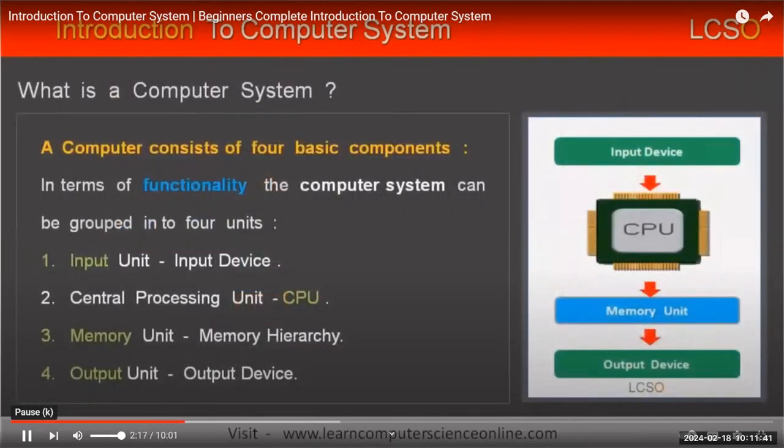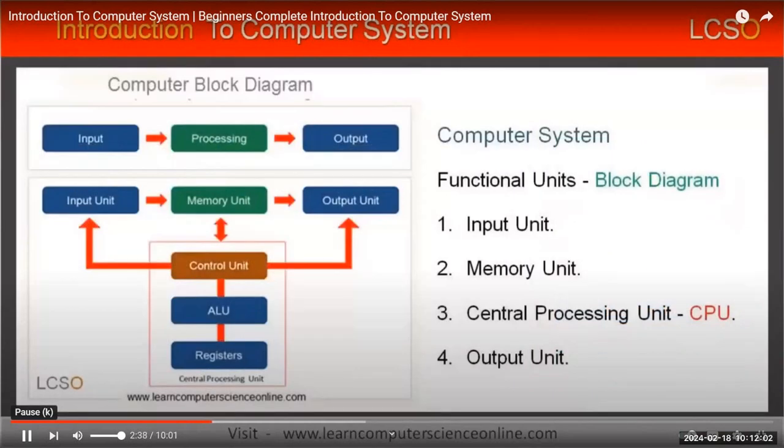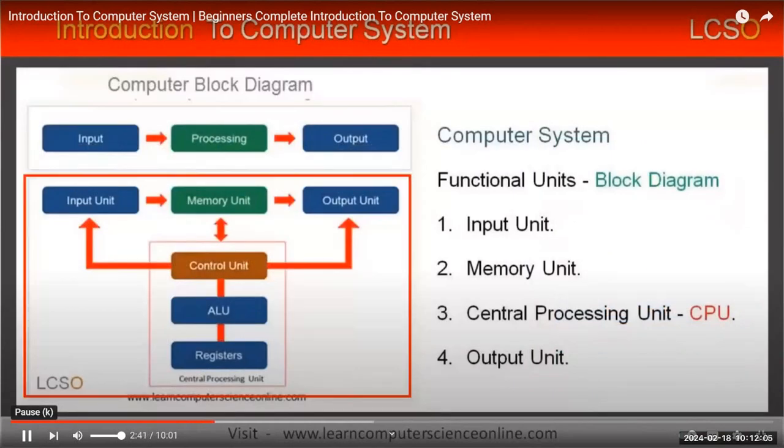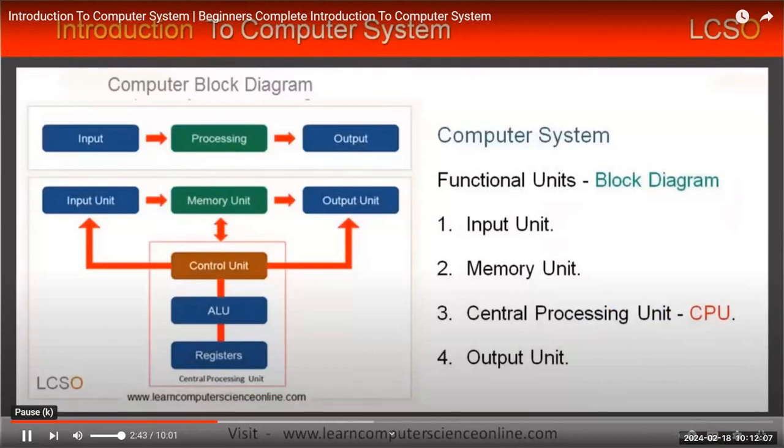Let us now understand the architecture of the computer system in terms of the functional units. The entire functioning of the computer can be grouped into various functional units. Let us understand some important functional units of the computer system with the help of a computer block diagram. The computer system working can be grouped into 4 major units. Each unit performs a specific function in the working of a computer.